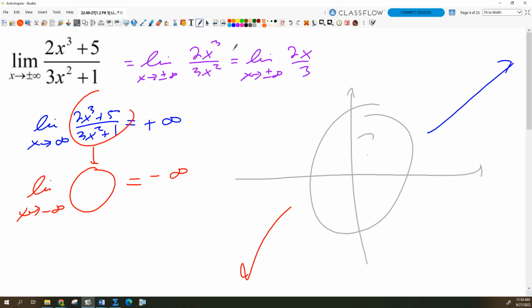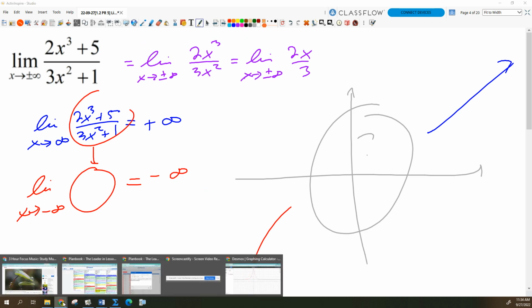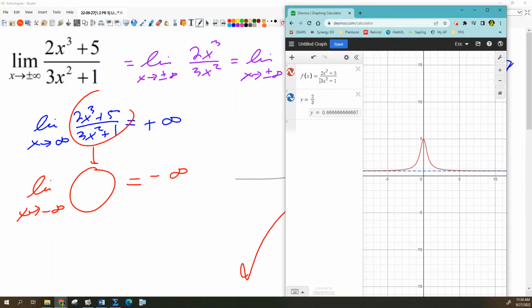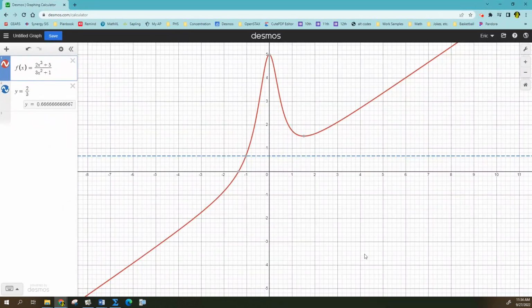But if I graph 2x cubed plus 5 over 3x squared plus 1, sure enough, look what you get. Kind of behavior we predicted.